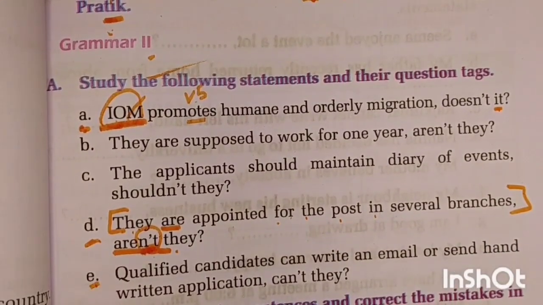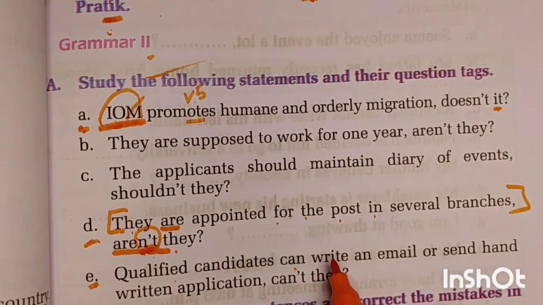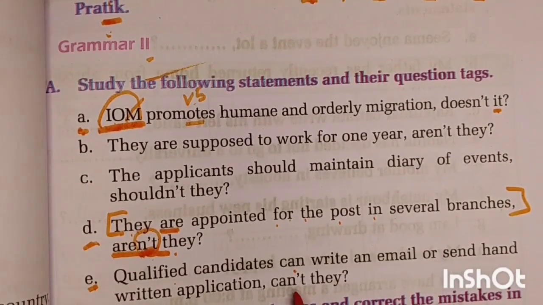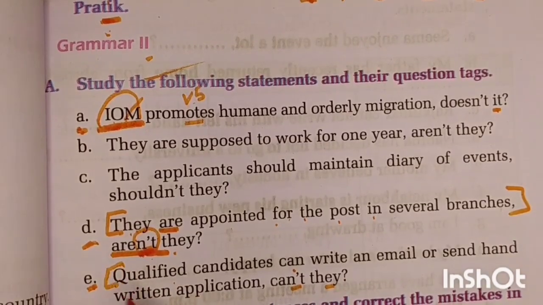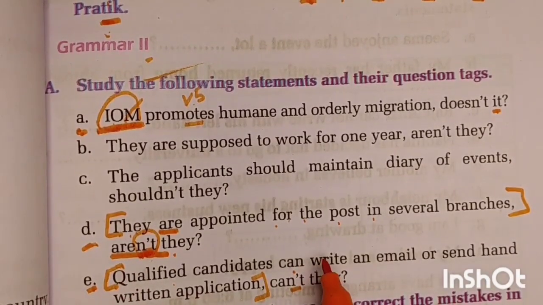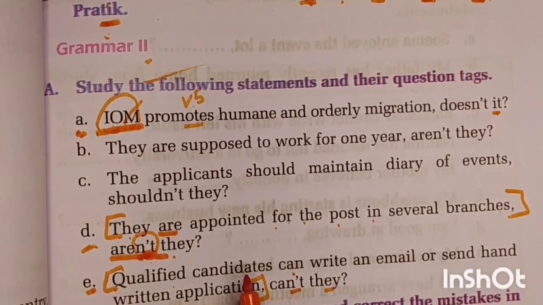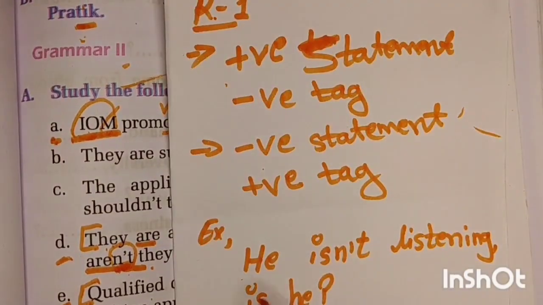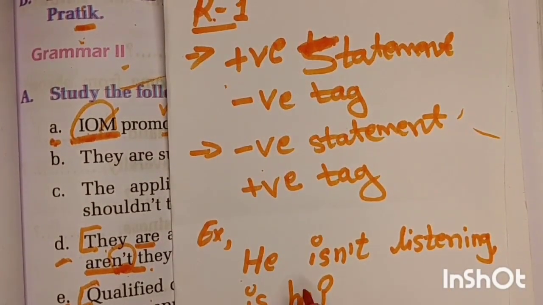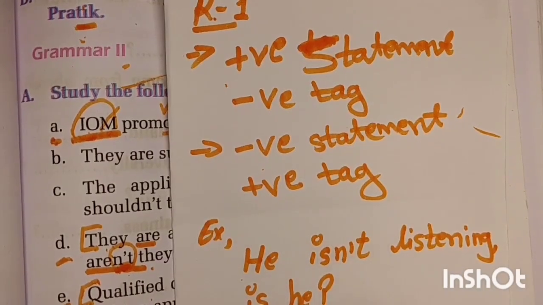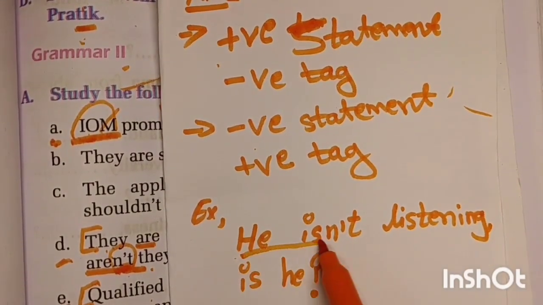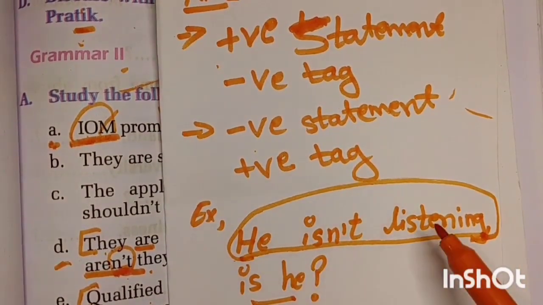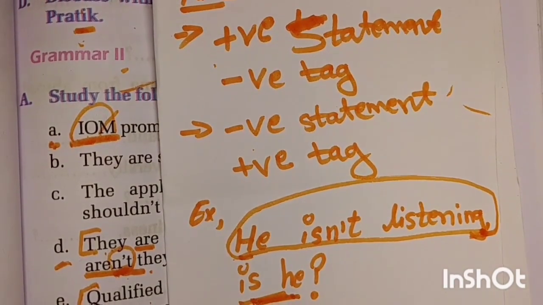Look at this question number E also. Qualified candidates can write an email or send handwritten application, can't they? Again, look, this is statement. There is no not or there is no no. That's why this is positive statement. Hence, we need negative tag. There is no negative statement and positive tag, that's why I have just made one for you for an example. Look at this. He isn't listening. Easy. This is negative statement. That's why we need positive tag.